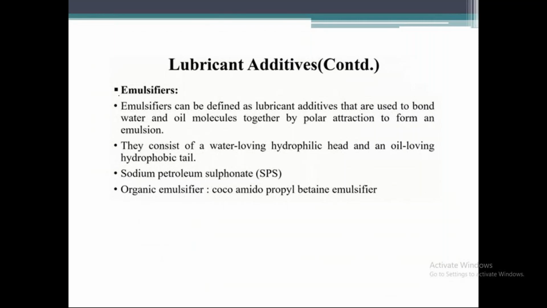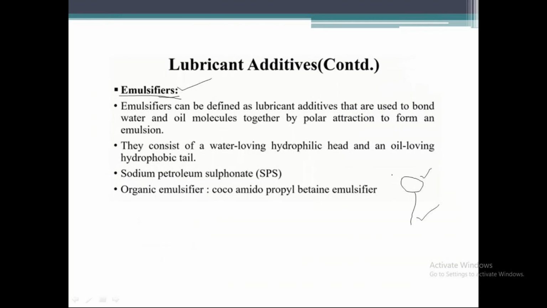Another key ingredient is emulsifier. You may have studied in your undergrad about emulsifier or surfactant, right? An emulsifier or surfactant has a hydrophilic head and a lipophilic tail, that means a water loving head and an oil loving tail. If you want to mix oil and water, this ingredient has to be put, that is emulsifier. Otherwise you can't mix oil and water, right?